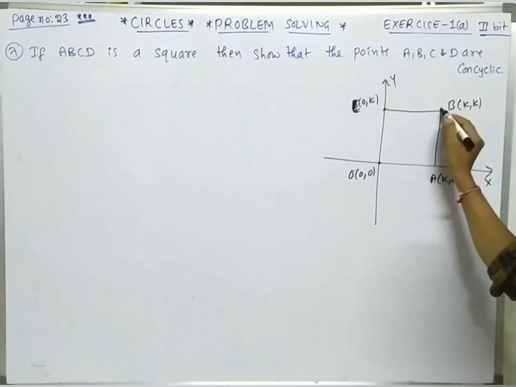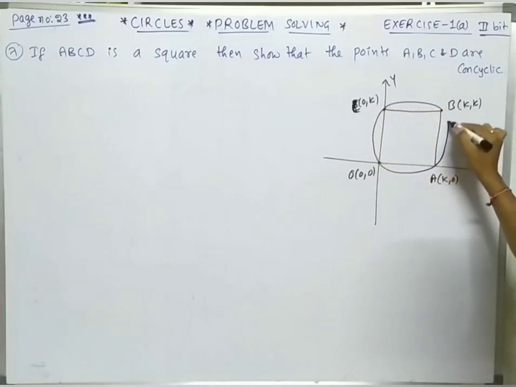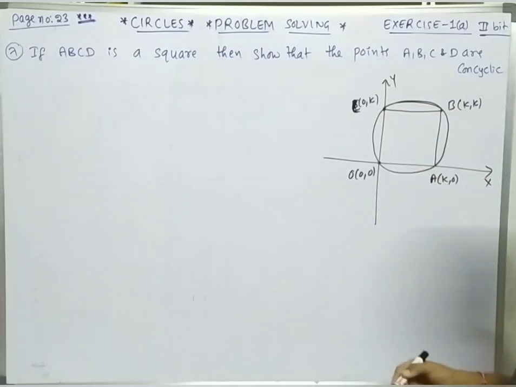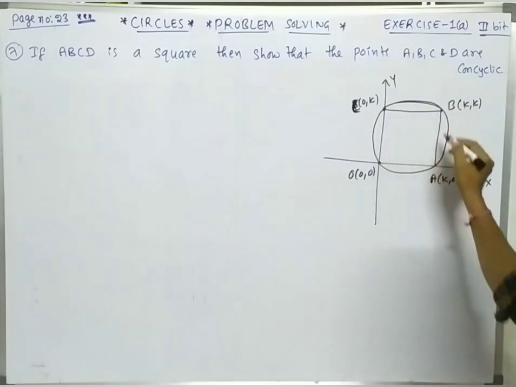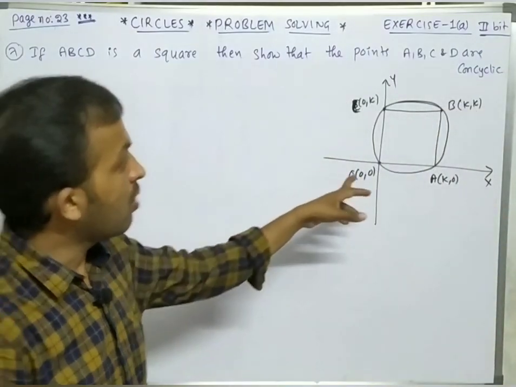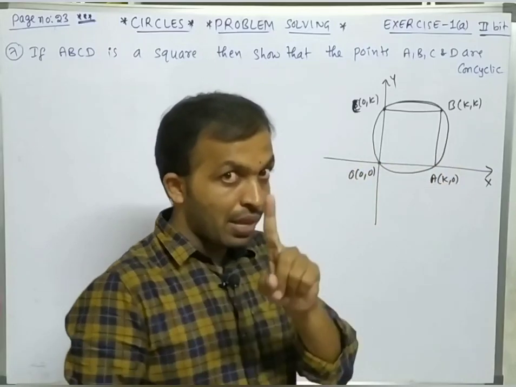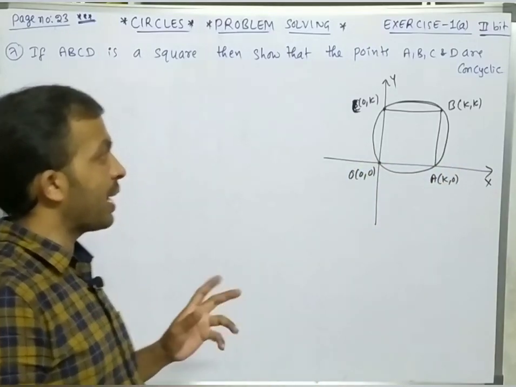So concyclic means a circle passes through all 4 vertices of the quadrilateral, all 4 vertices of the square, then this square is called concyclic. These 4 points lie on one circle, so those are called concyclic.